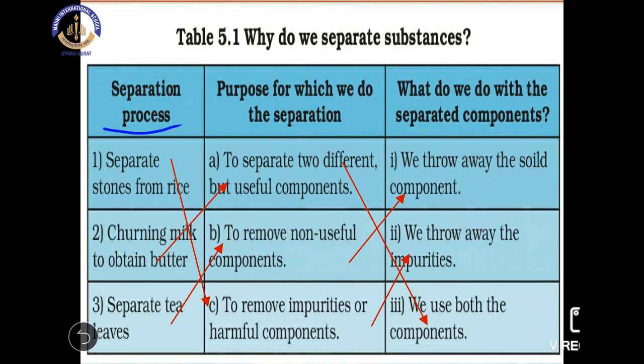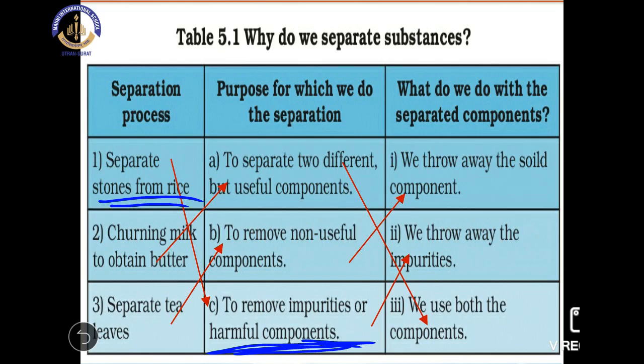So here the first separation process is given. Separate the stone from rice. If there are impurities in the rice, we have to separate the impurities from the rice. Here impurities means the stone, so we have to separate the stone from rice. So what is the purpose of it? Why should we separate the stone from the rice? To remove impurities or harmful components.